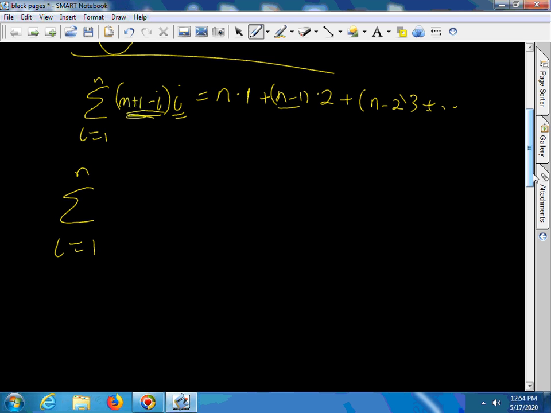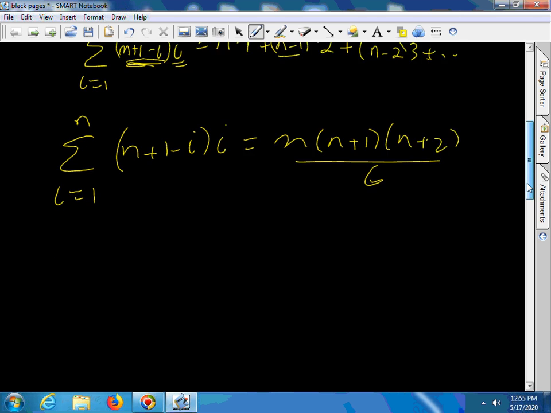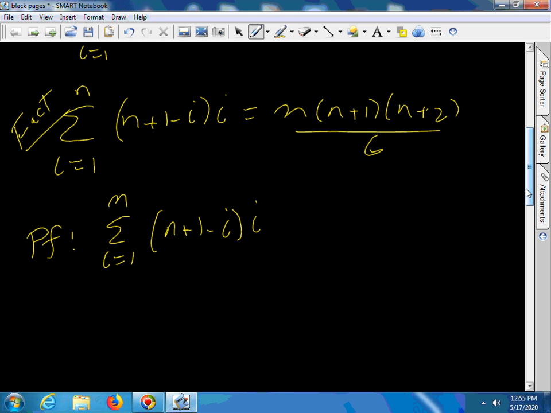the summation of n plus 1 minus i times i, and I maintain that this is n times n plus 1 times n plus 2 all over 6. And we're going to prove this. So this here is a fact, and here is the proof. So we have the summation as i goes from 1 to n of n plus 1 minus i times i.